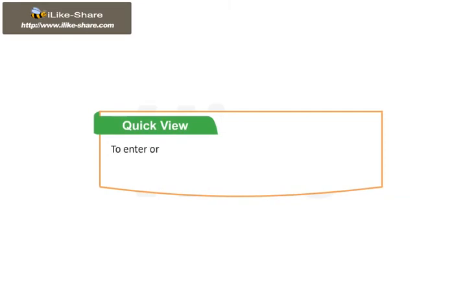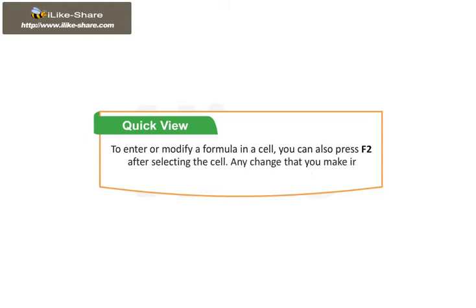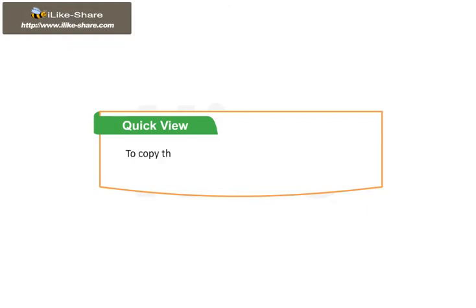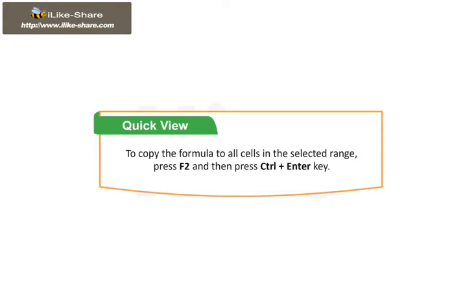Students, note that to enter or modify a formula in a cell, you can also press F2 after selecting the cell. Any change that you make in data will be reflected in the formula result. To copy the formula to all cells in the selected range, press F2 and then press Ctrl plus Enter key.